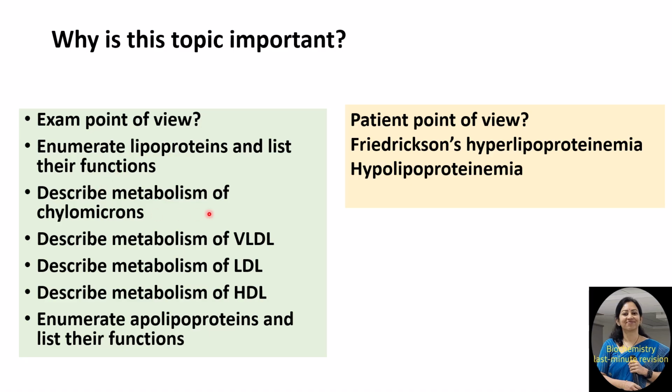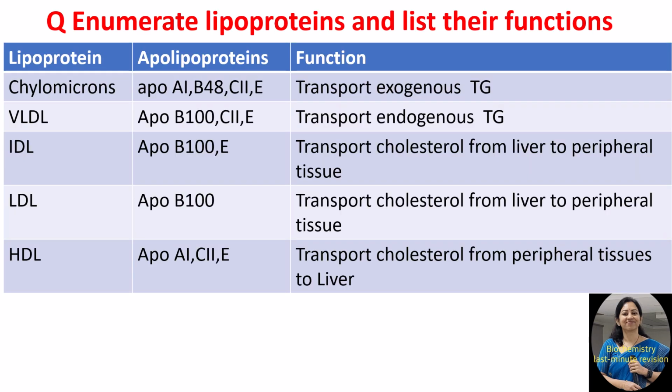Apart from that, individual metabolism of chylomicron, VLDL, HDL, LDL can be asked either as a 5-marker question or a 3-marker question, and apolipoproteins and their function can be asked as 5 or 3-marker questions. And from the patient point of view, Fredrickson's hyper and hypolipoproteinemia is of clinical significance. The most common question asked is: enumerate lipoproteins and list their functions. It can be asked as a 3-marker or 5-marker question.